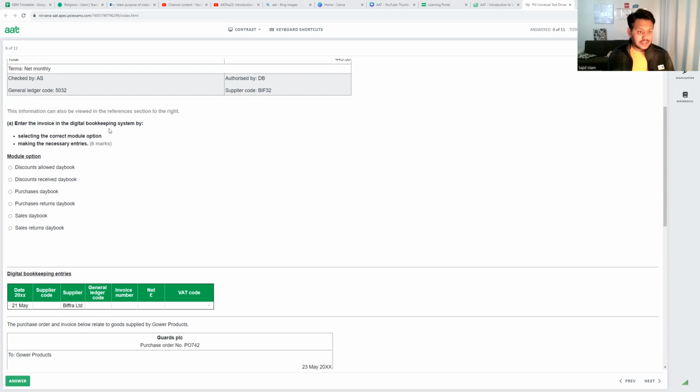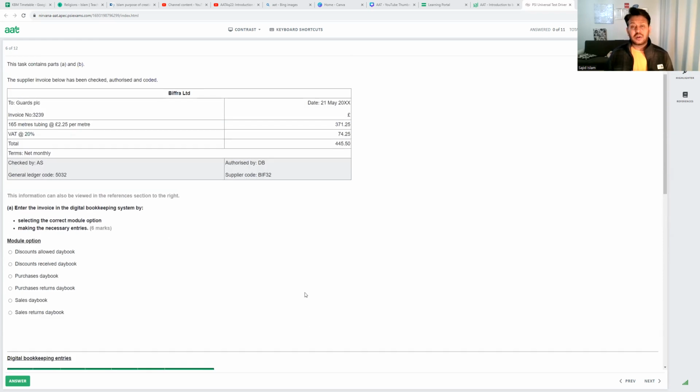Enter the invoice in the digital bookkeeping system, selecting the correct module option and making the necessary entries. So digital bookkeeping system means like you're recording in a software. For example, you use QuickBook or Xero, any bookkeeping software you can use to record this transaction. So the question here is which day book we're going to use in order to record this transaction. It's very simple, because if we buy something from the supplier, I need to record on the purchase day book.